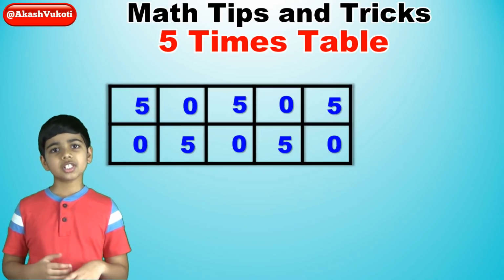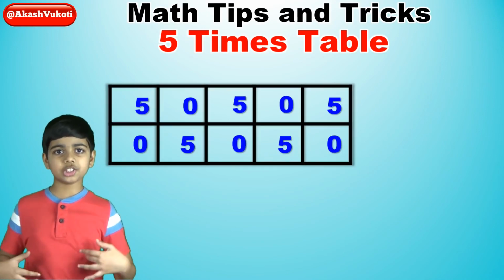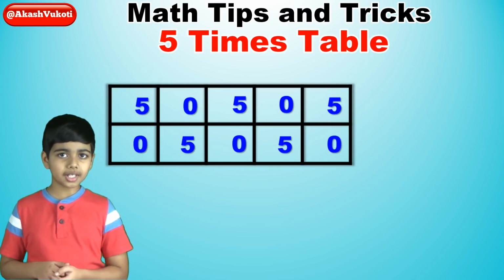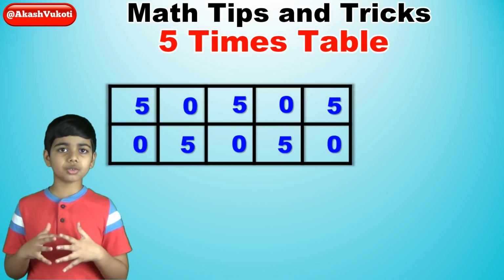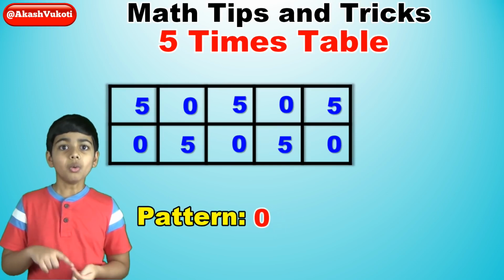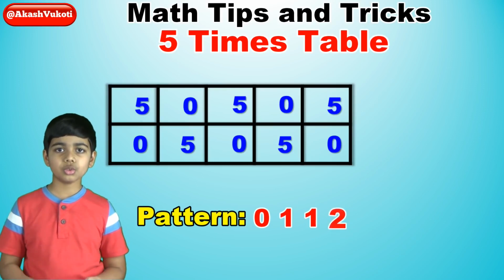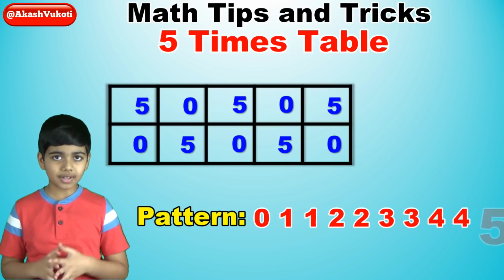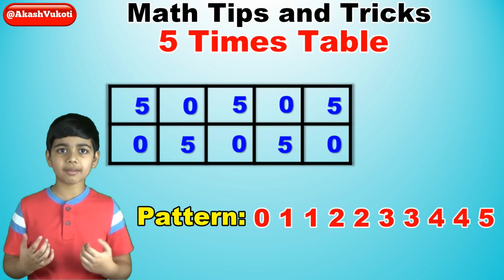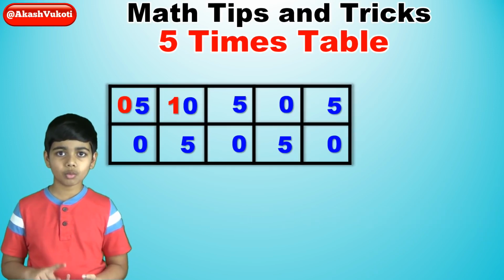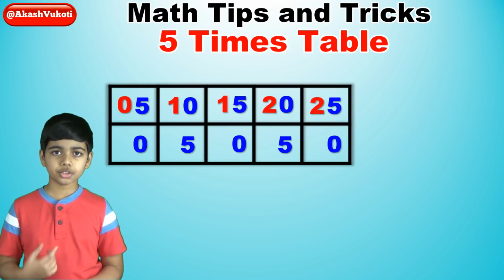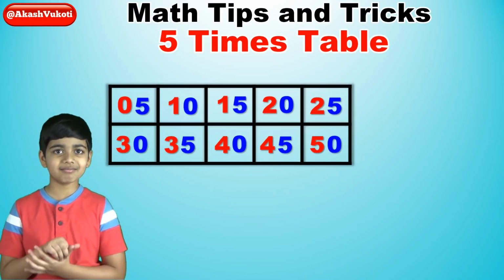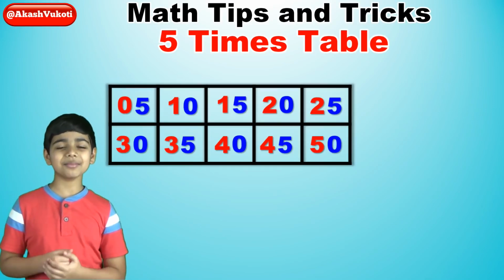For the tens digits, you write a 0 and then each number from 1 to 4 twice, and then finally the number 5 in the boxes. So this is the pattern. 0, 1, 1, 2, 2, 3, 3, 4, 4, 5. And so, let's do that. 0, 1, 1, 2, 2, 3, 3, 4, 4, 5. And now you have the 5 times table.